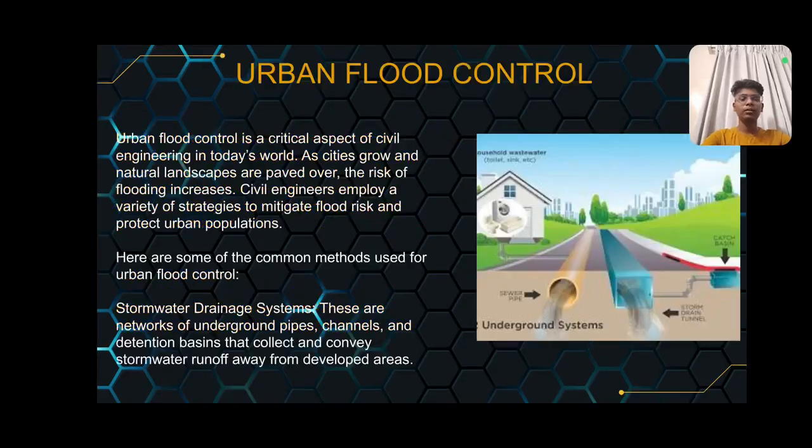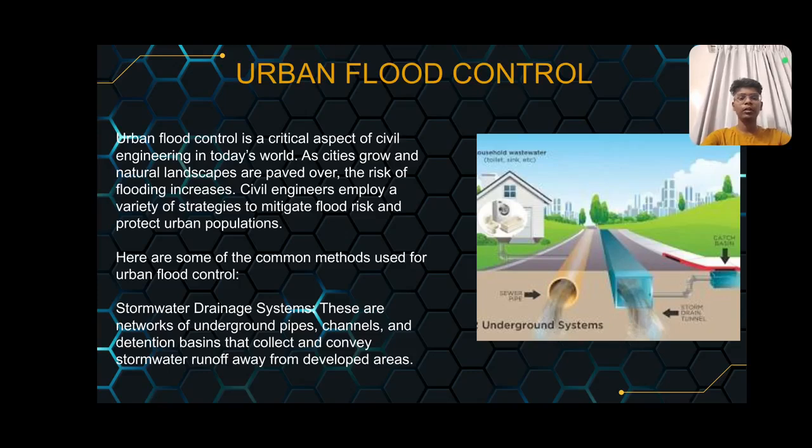Urban flood control. Urban flood control is a critical aspect of civil engineering in today's world. As cities grow and natural landscapes are paved over, the risk of flooding increases. Civil engineers employ a variety of strategies to mitigate flood risk and protect urban populations. Here are some of the common methods used for urban flood control.